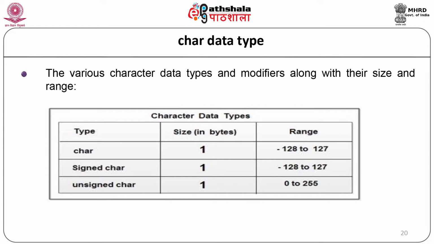As you can see in the table, the character takes 1 byte of memory, signed character takes 1 byte of memory and unsigned character takes 1 byte of memory. But the range of these particular three types is different, as you can see in the slide.